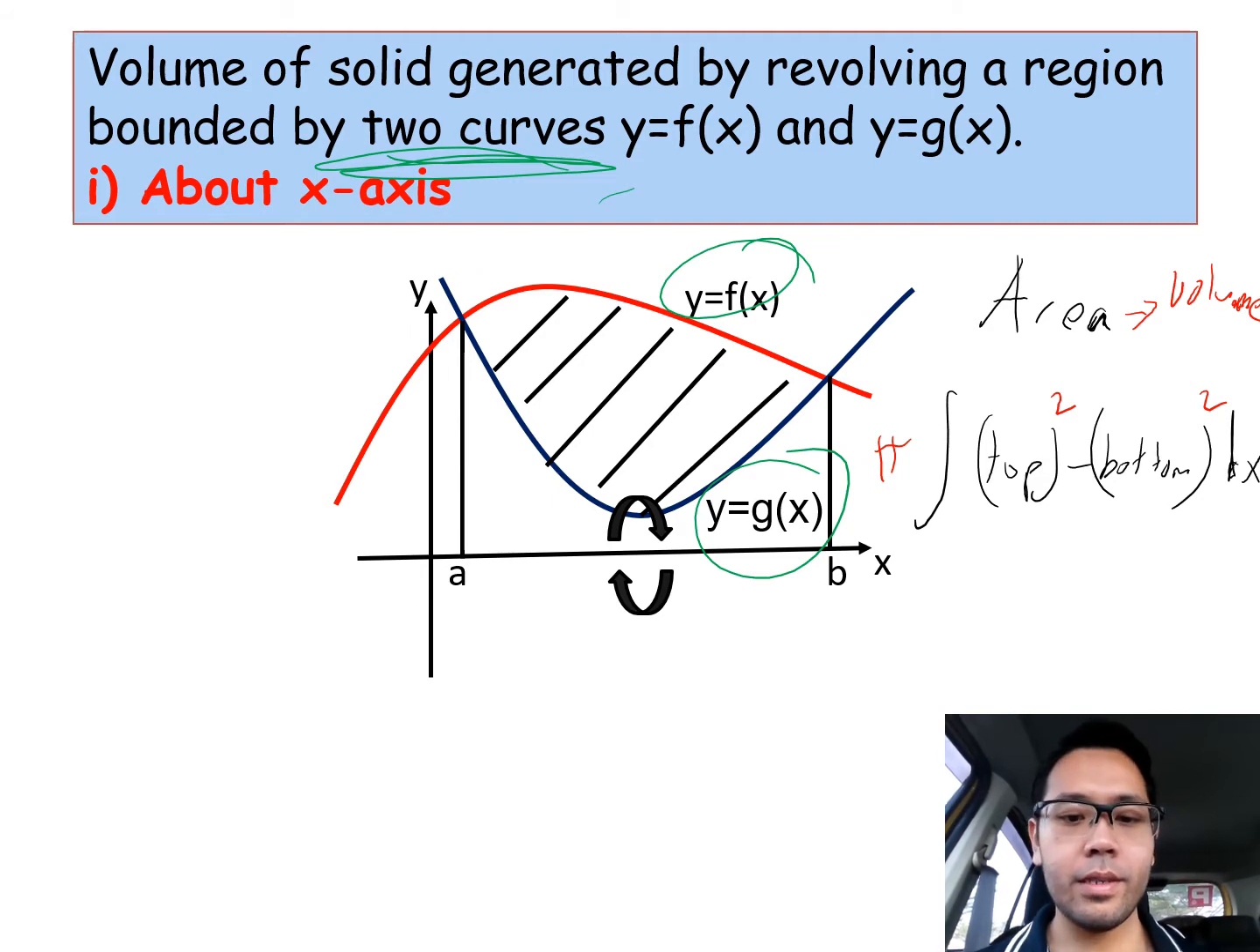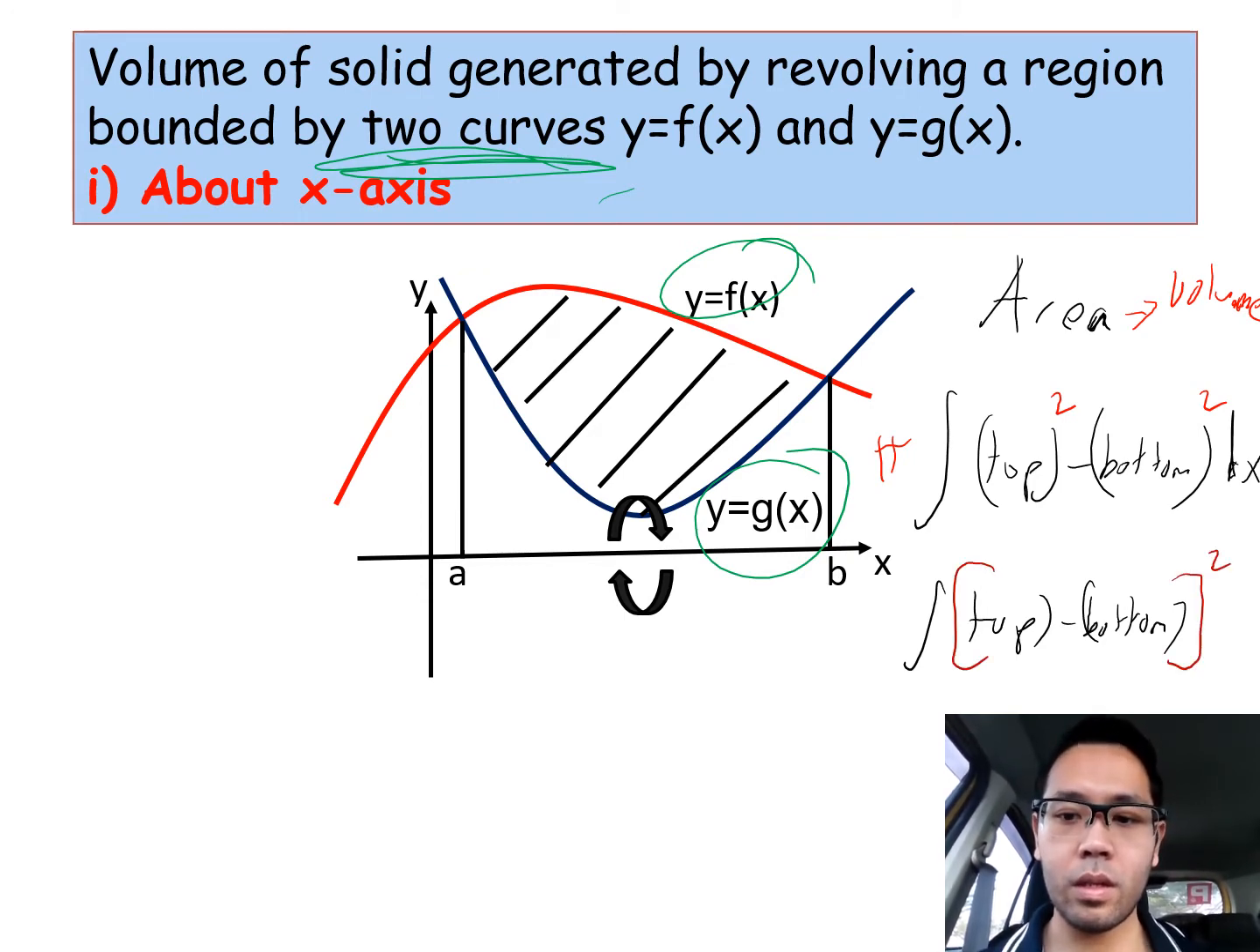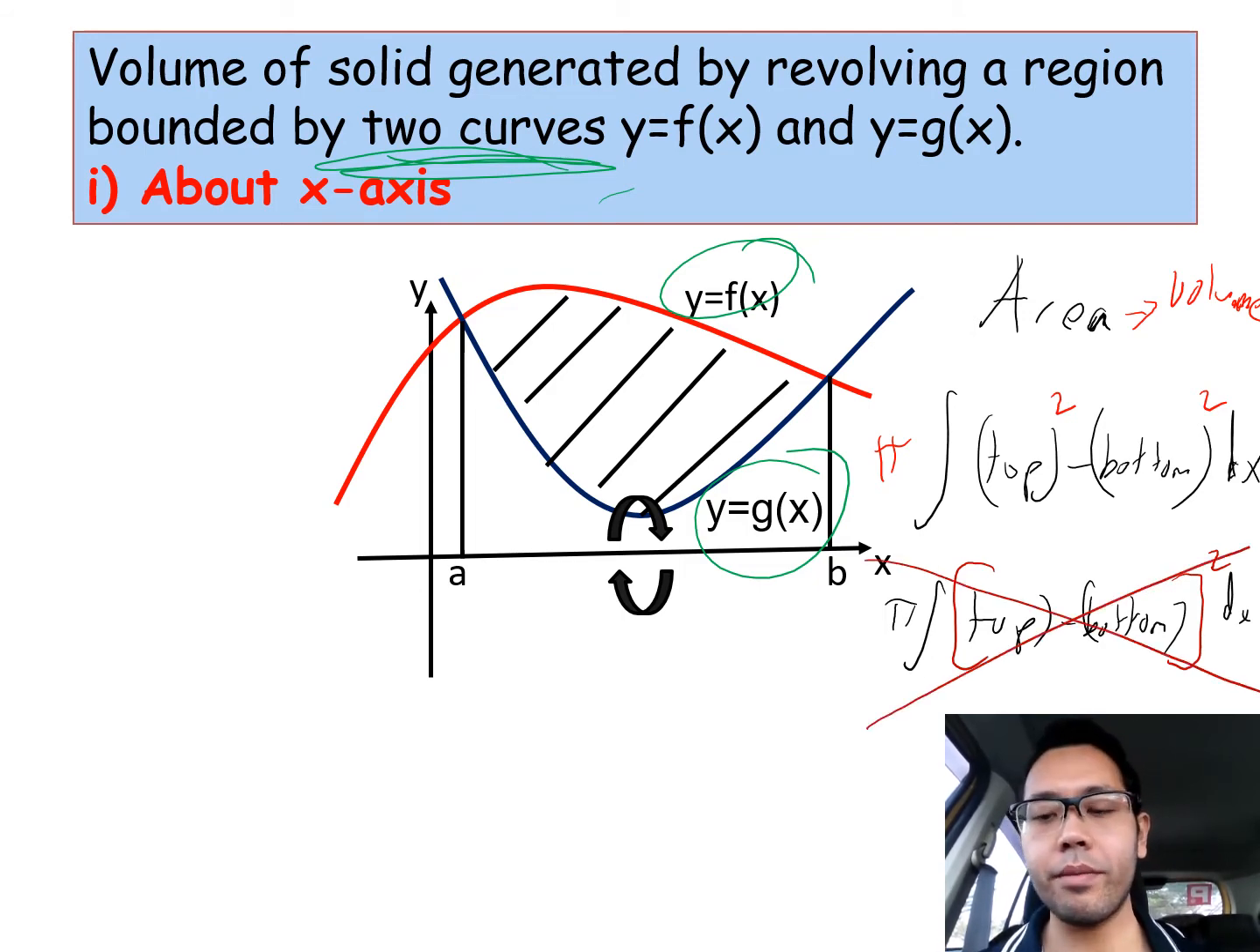What I'm trying to say is, I've seen a lot of people doing it this way instead. Top minus bottom. And then instead of doing what I mentioned just now, they do it this way. They square the whole thing. The bottom one is wrong. The first one is correct. I mean, the second formula that I write down is wrong. The first formula I write is correct. So you need to square, minus, then you integrate.